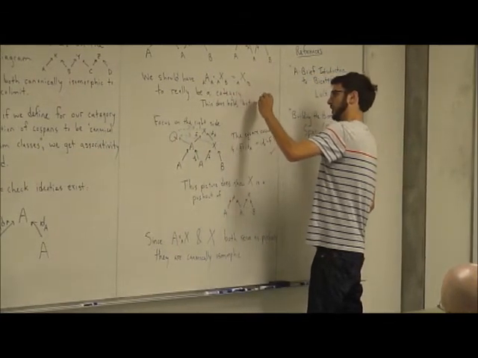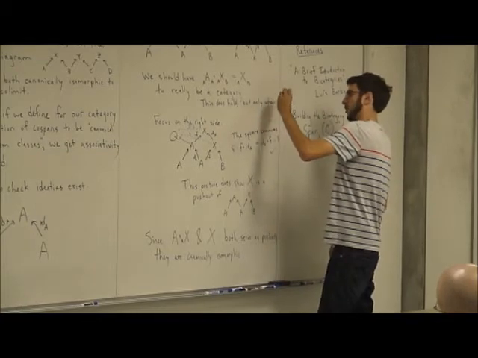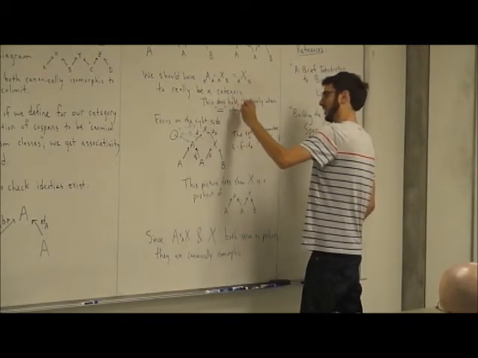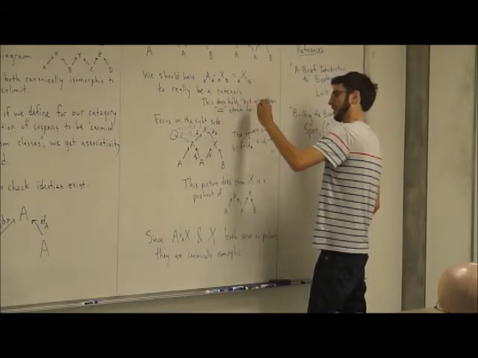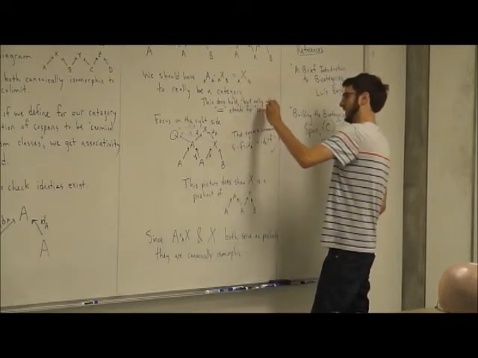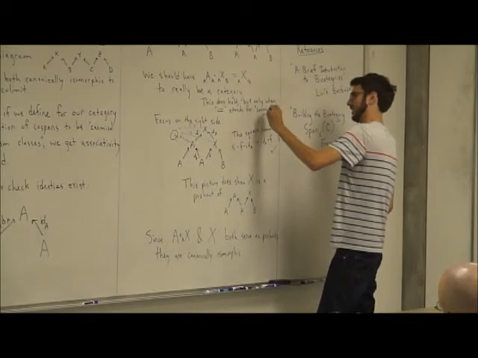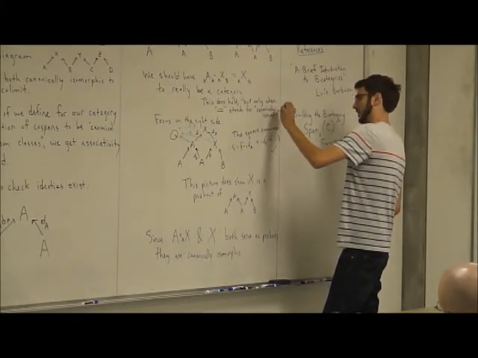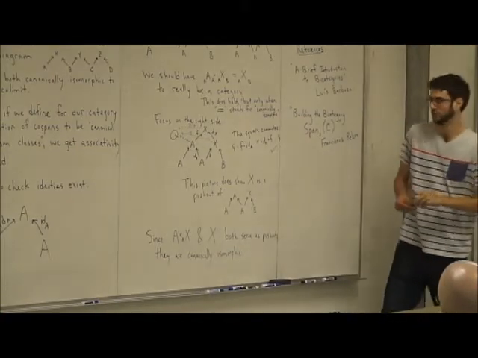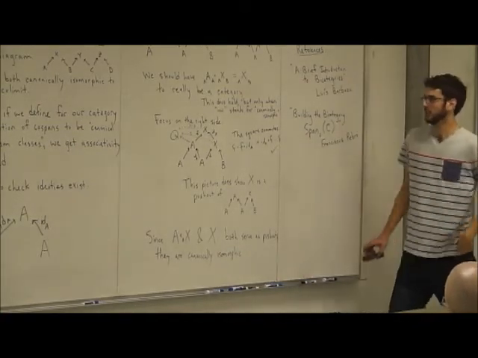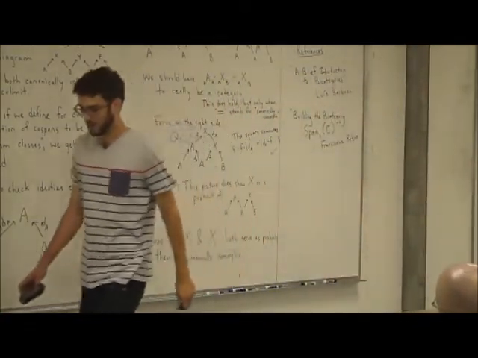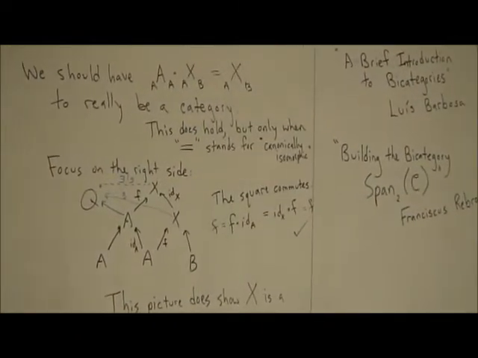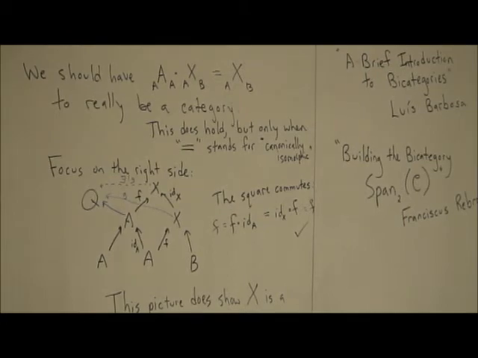So this does hold, but only when equals stands for canonically isomorphic. So that's the cheap get around that we have to resort to in order to really get a strict category here. We have to use these isomorphism classes.